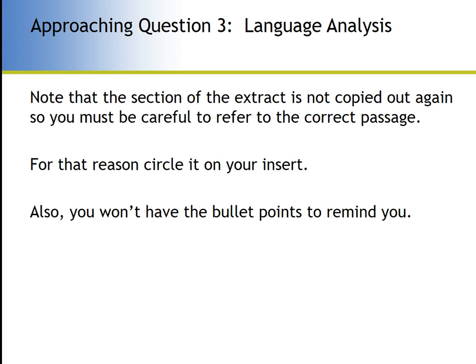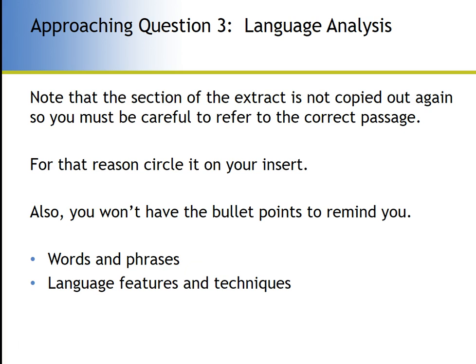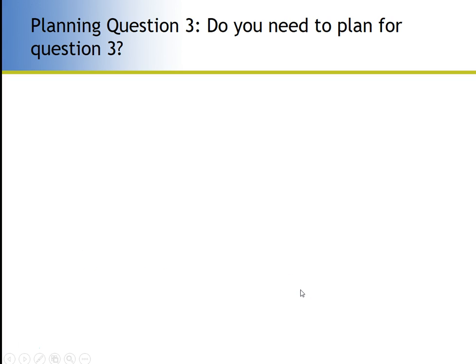You won't have the bullet points that were in paper 1 to remind you what to look at. The bullet points were words and phrases, language features and techniques. So you won't have these bullet points on the exam paper, but these are the areas that you need to cover. Do you need to plan?